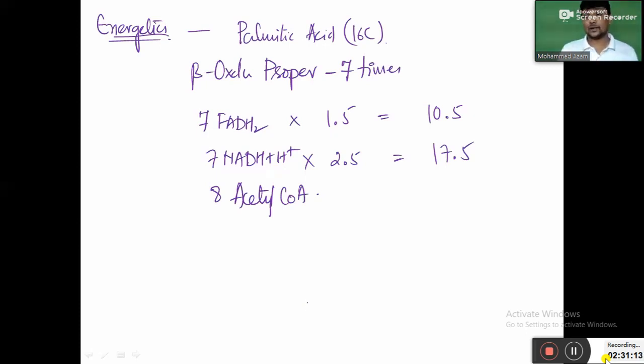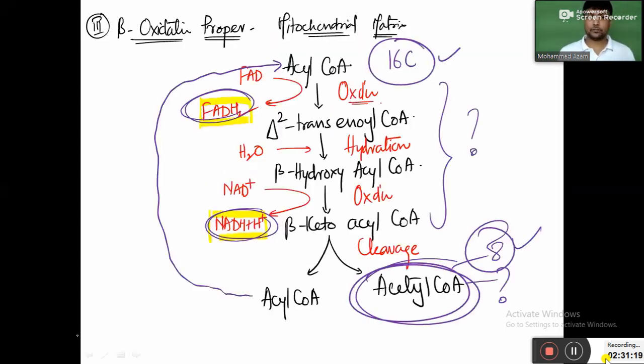You have to be completely with me, guys, here. If you get distracted, don't ask me again. How many times does beta oxidation proper take place? Beta oxidation proper takes place 7 times, okay? At the end, how many molecules of acetyl CoA are you getting? We are getting 8 molecules of acetyl CoA. No twist in that. 16 carbon breaks into 2 carbon units, so we are getting 8 molecules.